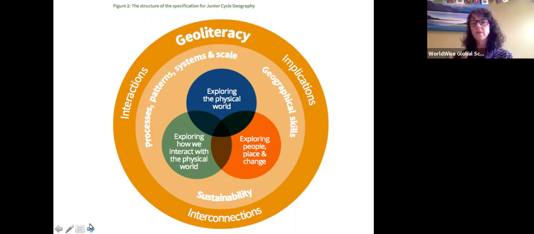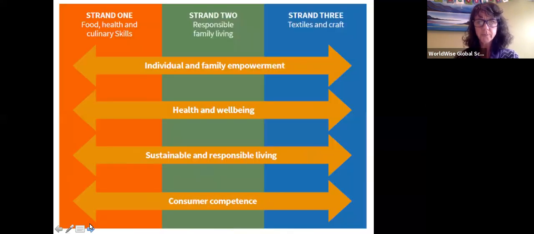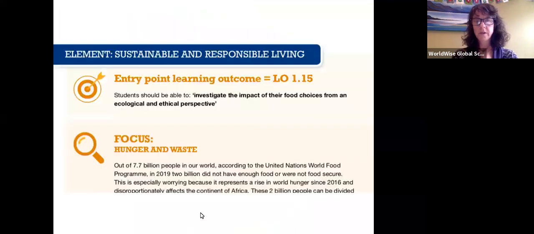it's not to say that there aren't bits of the home economics guide or the geography guide that you could actually use in your classroom as well. Again, looking at home economics here and looking at sustainable and responsible living. This is a snapshot where we particularly look at the impact of food choices from an ecological and ethical perspective. Again, something that you could use in conjunction with your biology strand.